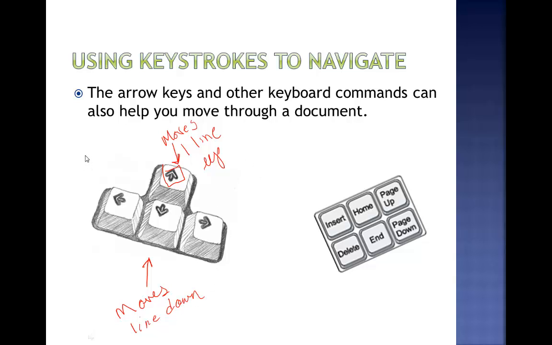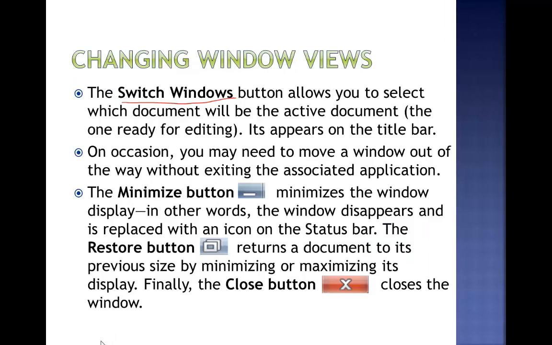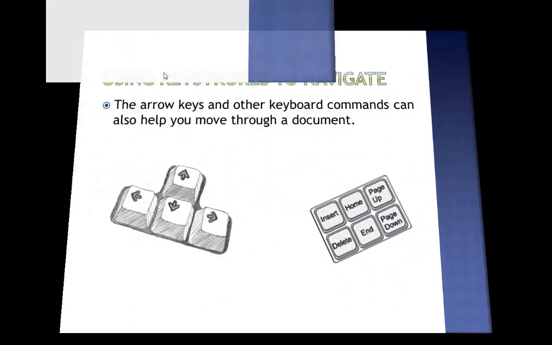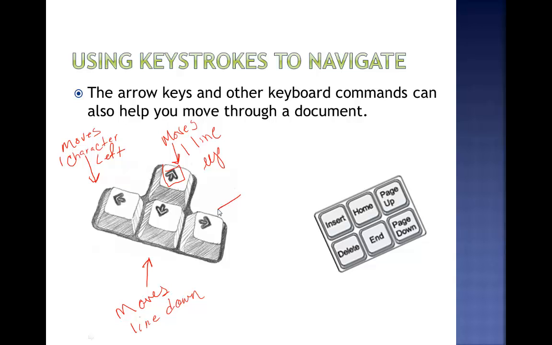Now, if we look at our left arrow key, it moves one character left. Okay, notice character. Character is any letter, number, symbol, or space. And then the right arrow key will move one character to the right.